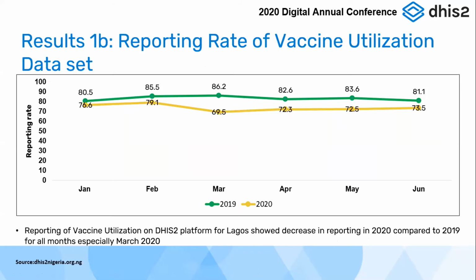This chart shows the second data set, which is the vaccine utilization data set. This data set reports issues around vaccines collected and vaccine usage. Again, we compare January to June 2019 against January to June 2020. Unlike the previous data set, reporting was much higher in 2019 compared to the same period in 2020. We noticed that March had a huge decline in 2020 compared to March 2019, and of course, this could be due to the lockdown of the state during the COVID-19 period.